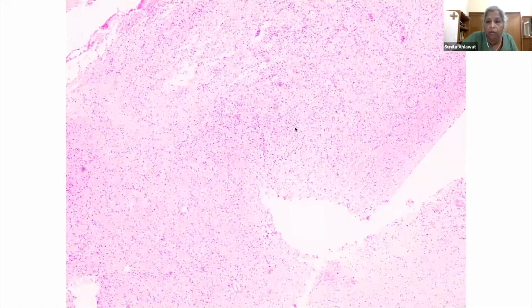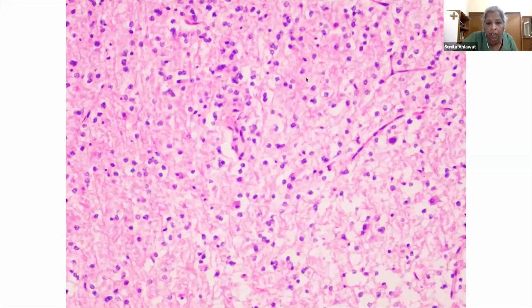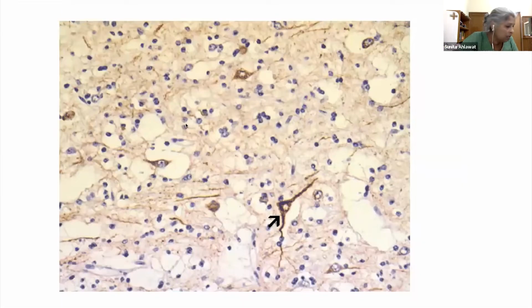Again, this is almost looking like an oligodendroglioma here. Clear cells, and then there are certain larger cells. These are the larger cells. These are the floating neurons. And this is NFP to highlight the neurons. So what is it? This is a DNET.